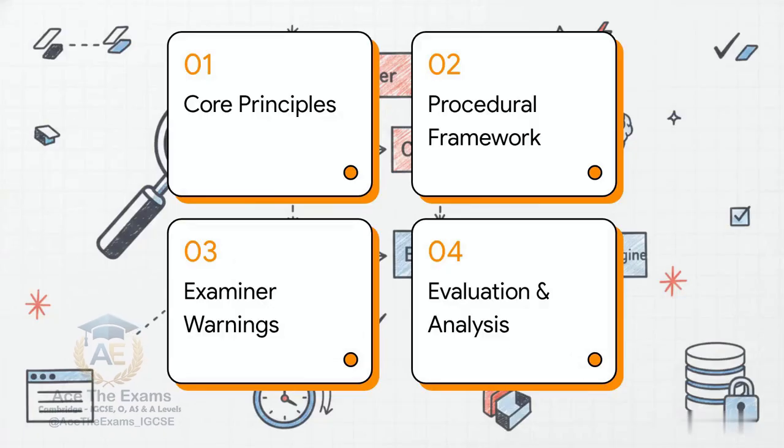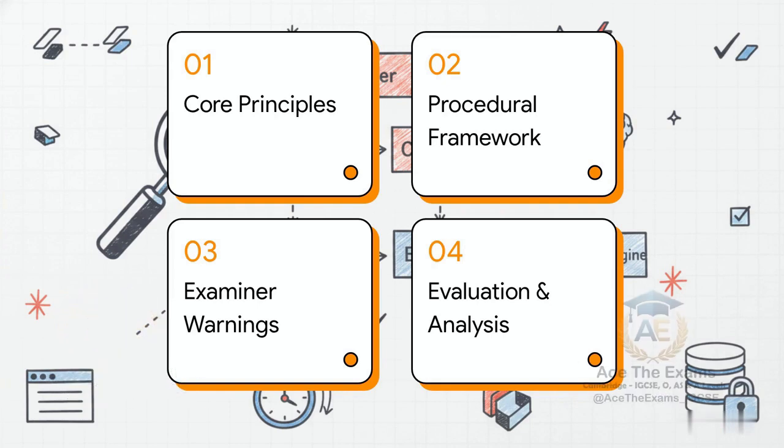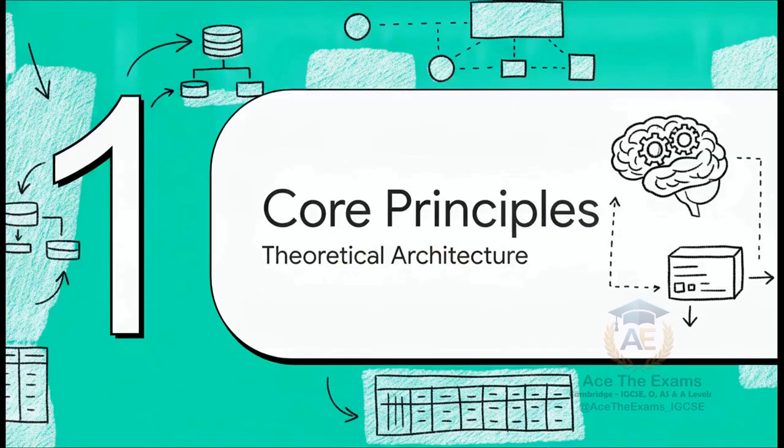So here is our highly structured tactical roadmap for today's extraction. 1. Core principles and architecture. 2. The procedural framework. 3. Top examiner warnings. And 4. Evaluation and critical analysis. Let's get moving. Section 1. Core Principles and Architecture.